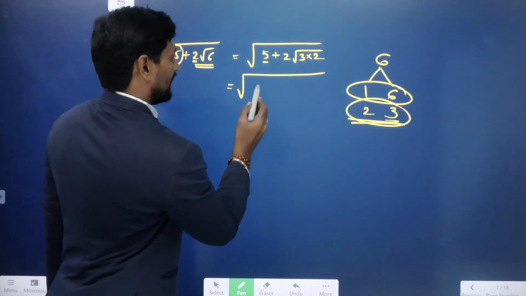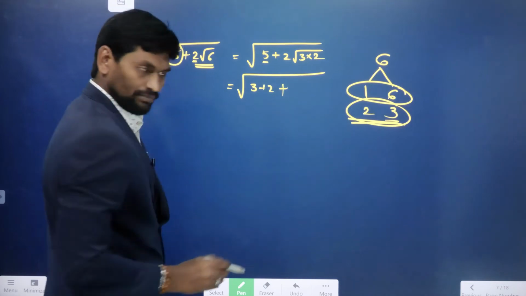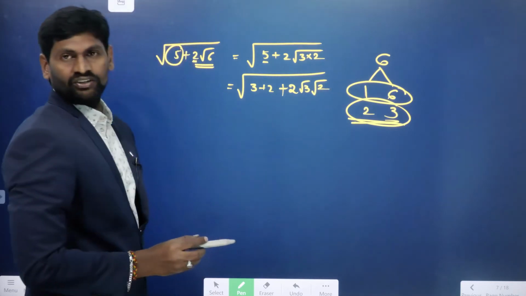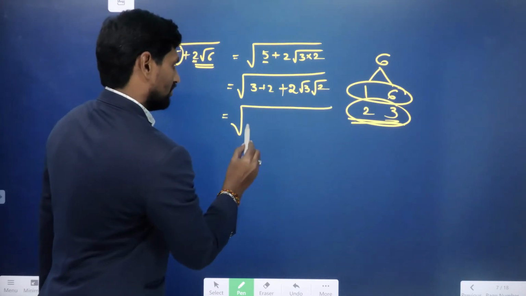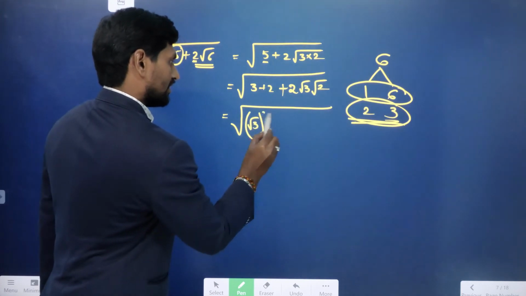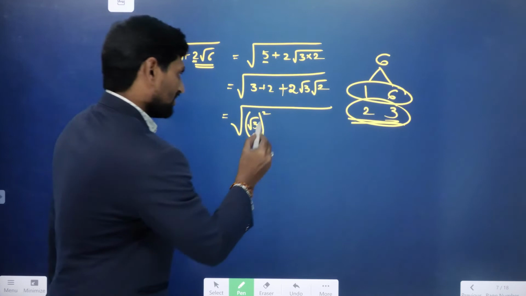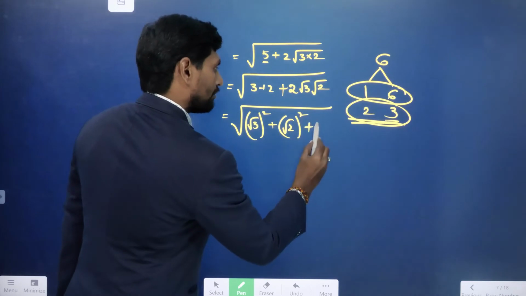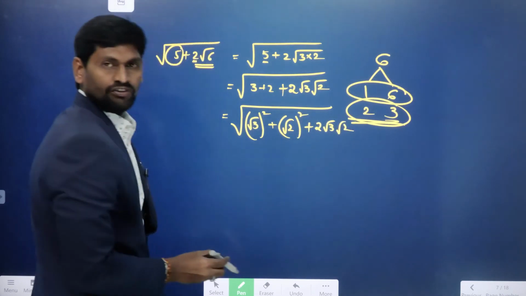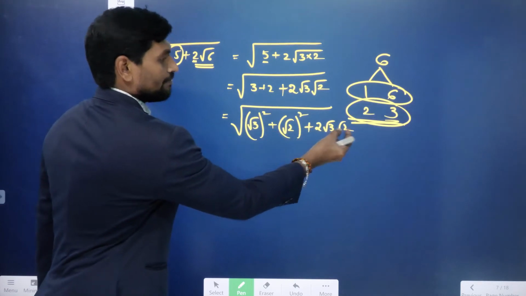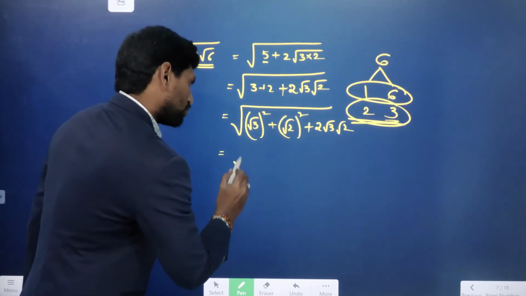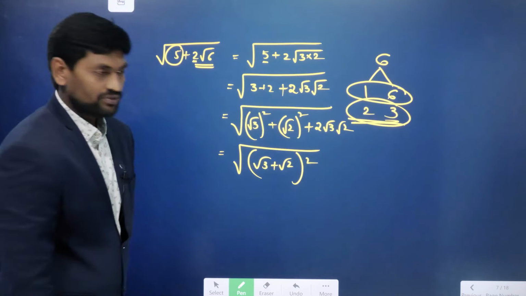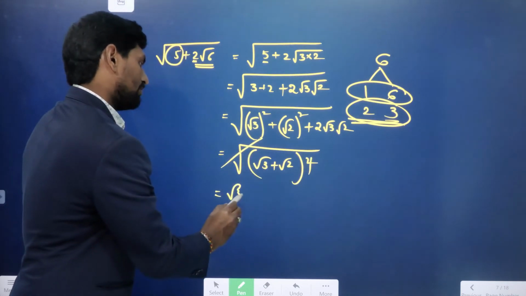Same way, 5 I can write as 3 plus 2, plus 2 into, separating here, root 3 into root 2. Again, square root of, this 3 I can write as root 3 whole square. Then the square root cancels, 3 remains as it is. 2 also I can write as root 2 whole square. This term I am not changing. Now see, it is in the form of a square plus b square plus 2ab, which is the formula for a plus b whole square. That means root 3 plus root 2 whole square. The square root cancels, and root 3 plus root 2 remains.